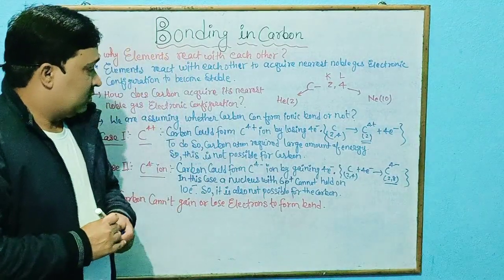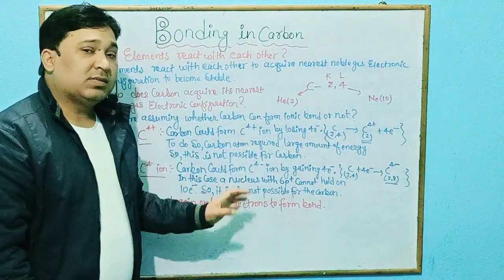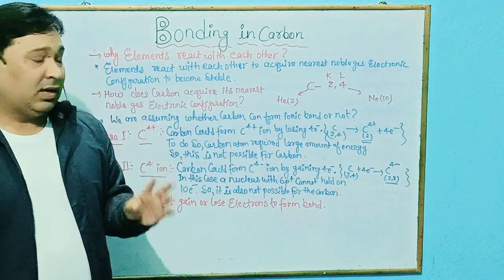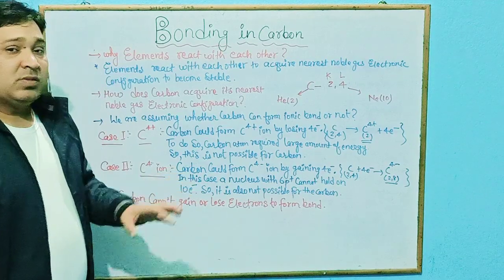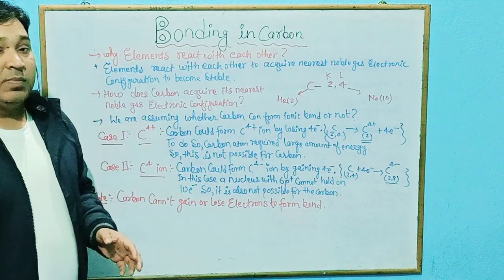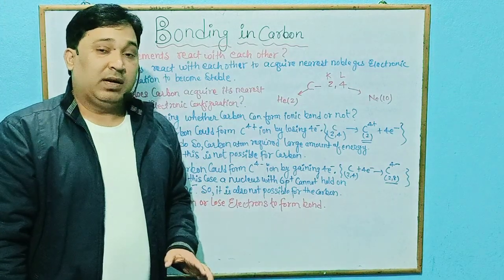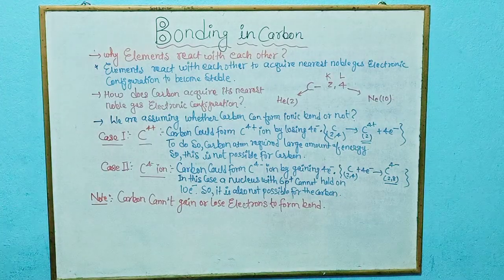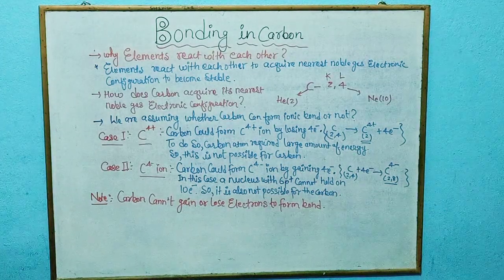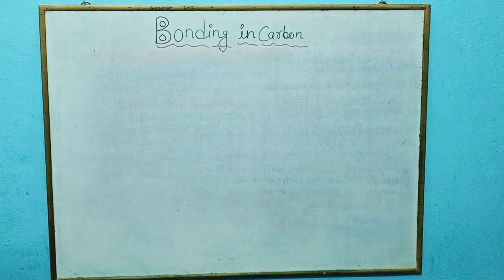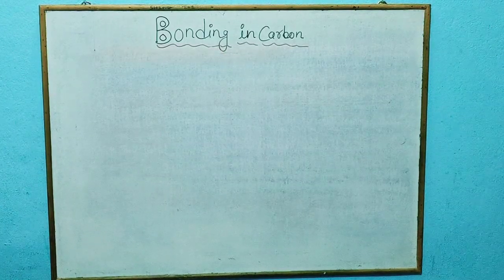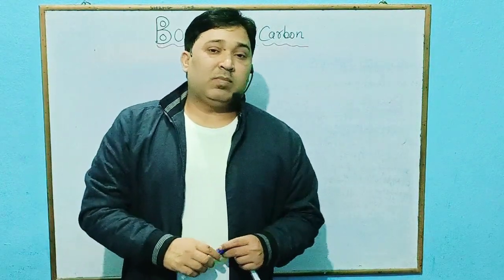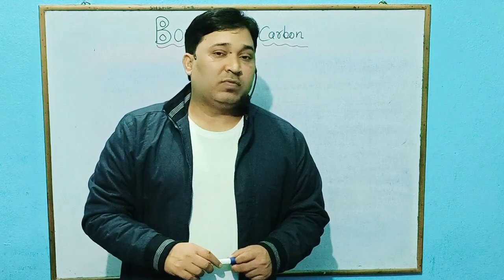So what will carbon do? These two conditions are not possible for carbon. It means carbon cannot lose electrons or gain electrons. So to overcome this problem, carbon decided to form the bond by the sharing of electrons. That we will understand in covalent bonding. Now, champions, you are able to answer the question why carbon cannot form an ionic bond.